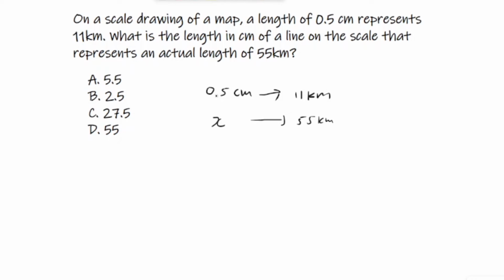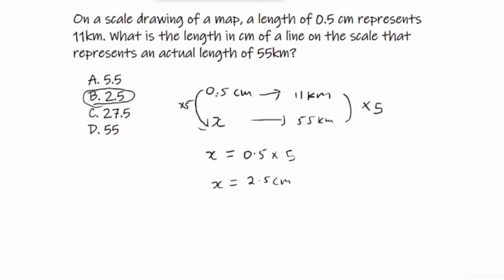We have to see how you go from 11 to 55. You go from 11 to 55 by multiplying by 5. So we have to multiply by 5 here too. Our unknown x is going to be equal to 0.5 times 5, and 0.5 times 5 is equal to 2.5. So x is equal to 2.5 centimeters. So this is the correct answer, B.